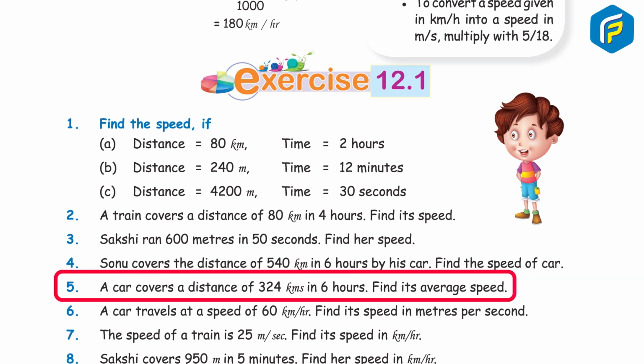Question 5. A car covers a distance of 324 km in 6 hours.